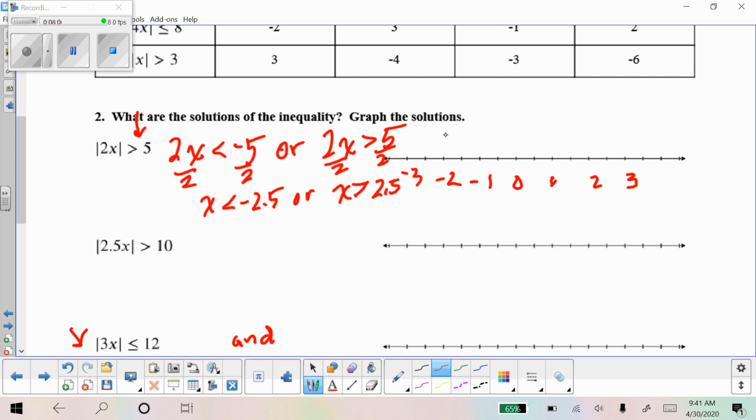So we have less than -2.5. That's right there. Less than goes that way. We have greater than 2.5. That's right there. And that one goes that way. So if it's greater than, you're going to end up with 2 separate parts of the graph going in opposite directions. If it's less than, like on this one, you're going to have the graph where it comes in between.